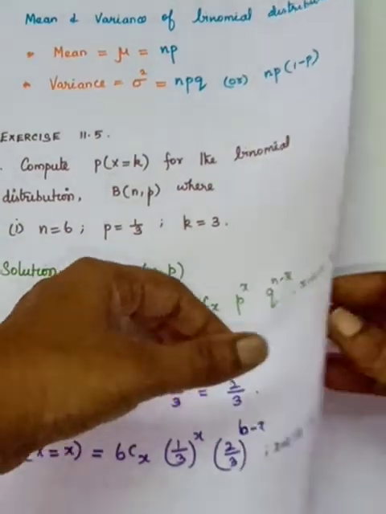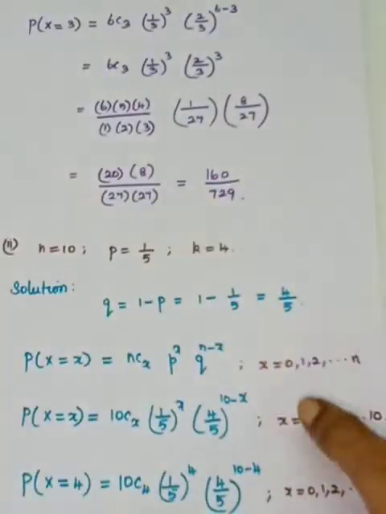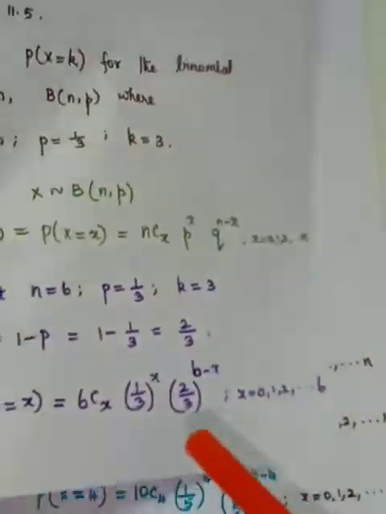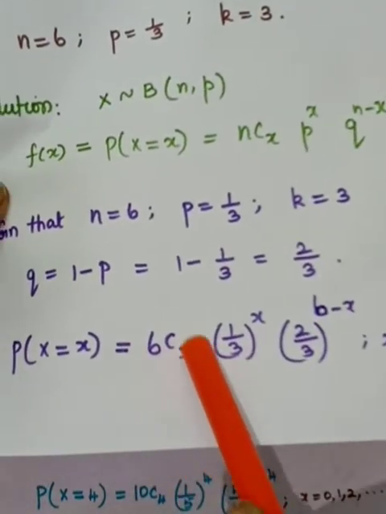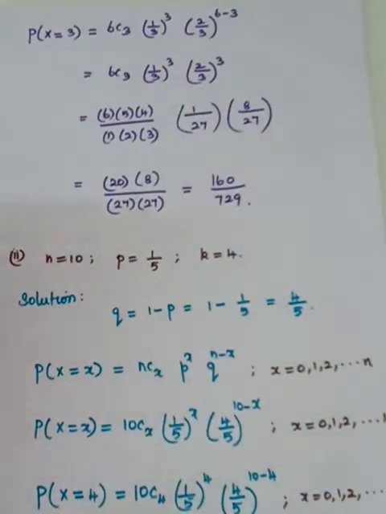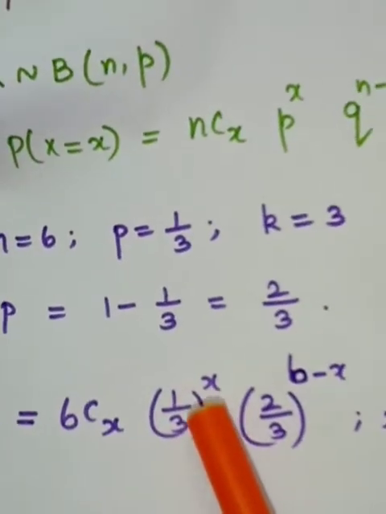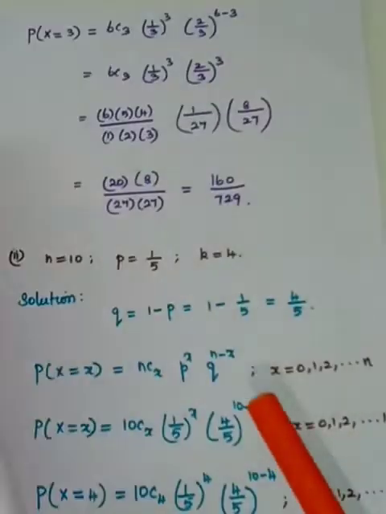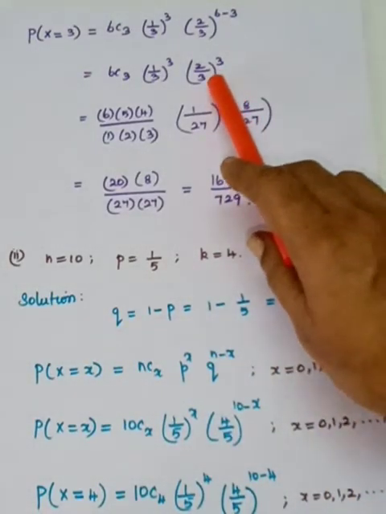Okay, so therefore P of X is equal to 3. That can be written as 6C3. Right, so here you are having 6CX. Now your X is 3, so 6C3, (1/3) to the whole power X. In the place of X, you have to substitute 3. (2/3) to the whole power 6 minus 3. 6 minus 3 is 3 here.